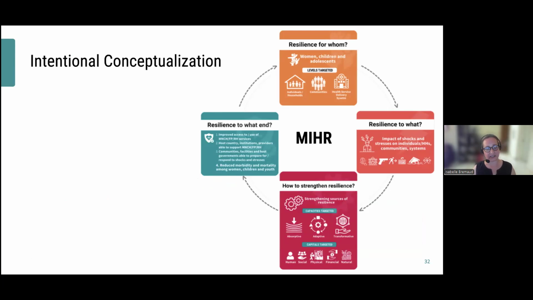So the first question, within the MIHR project working on health resilience, is about resilience for whom? And here it's really focusing on our target population. So our target population is women, children, adolescents, and youth. But alongside resilience for whom, we're also dealing with resilience of what? And here we're talking about the local health system, so community systems, family systems, and as well the local service delivery systems. So those are the main points that we will be targeting when we will be supporting resilience.